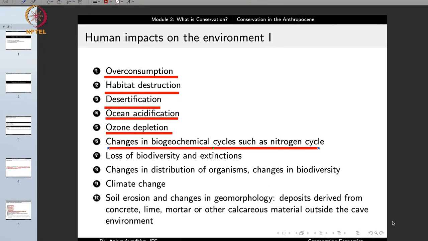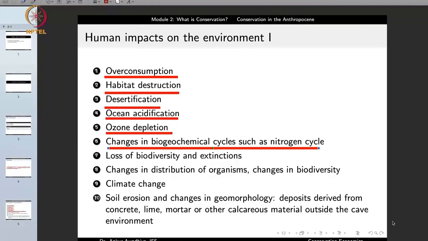Because earlier we did not have these chemical processes, the Haber process or Ostwald process, and so the nitrogen that was brought to the earth was brought in a very small quantity as compared to what we are putting into our soil and into our water bodies in the anthropogenic age.